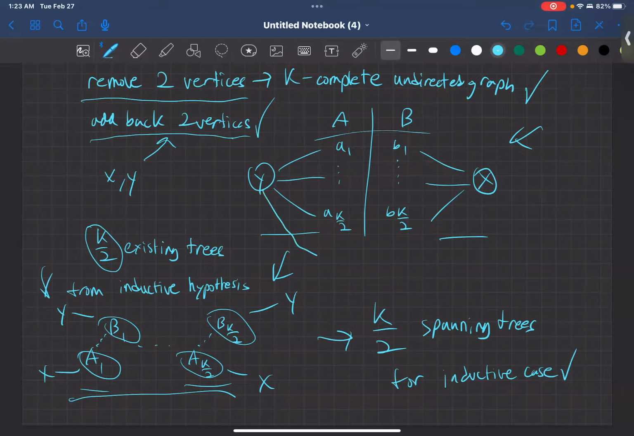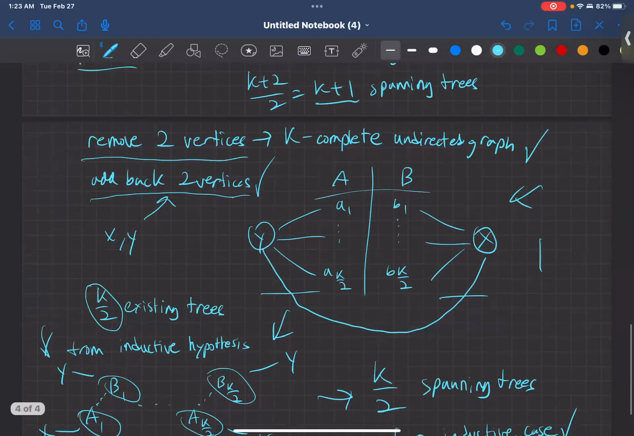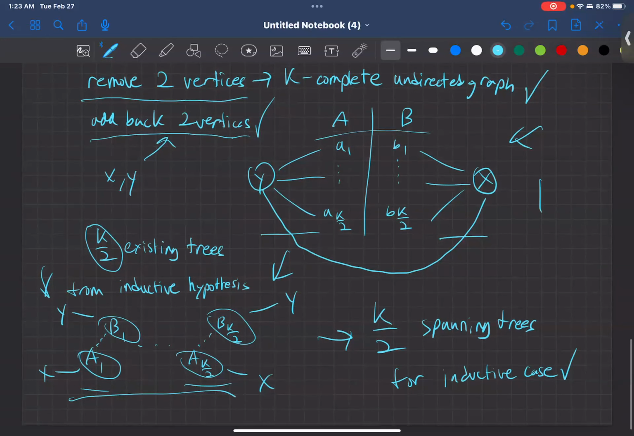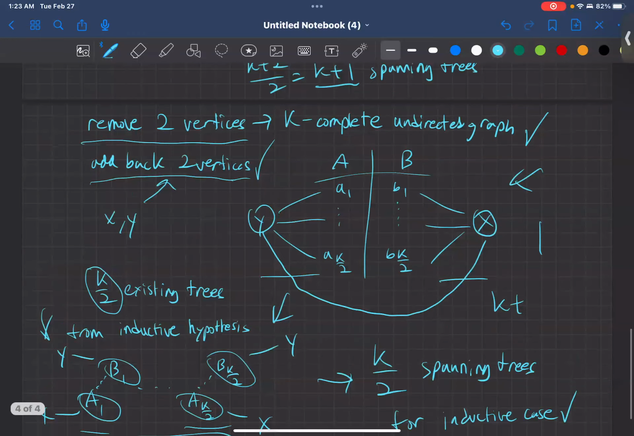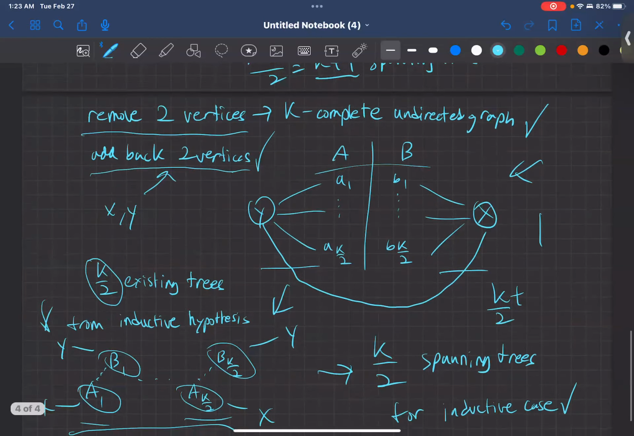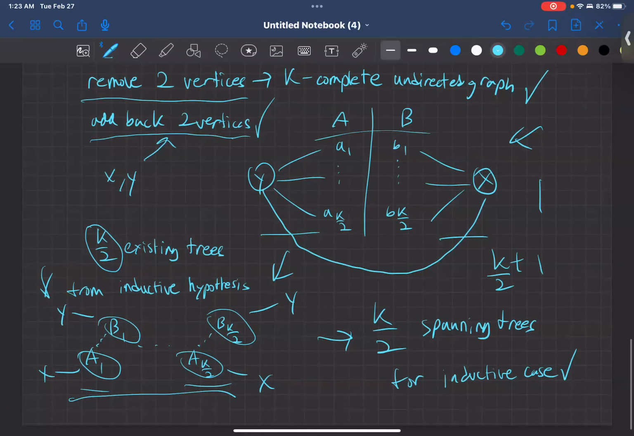How do we do this? We can simply add an edge between X and Y. This gives us the extra tree that we are missing, producing exactly k divided by 2 plus 1 spanning trees. And we are done with the problem.